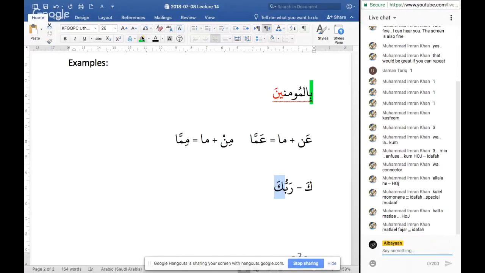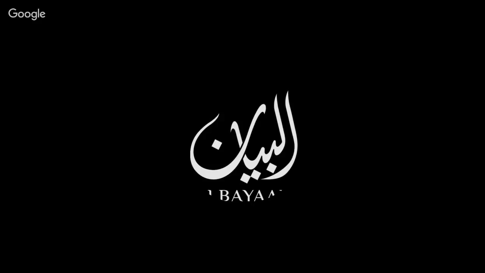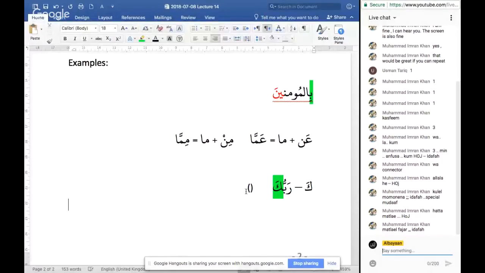But this kaf is not a harf of jar. This is the pronoun ka, which comes after an ism. Pronouns come after an ism.